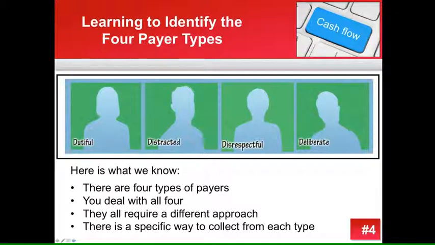The next category is a very big category. It's called distracted. And these are the people that are going to pay.